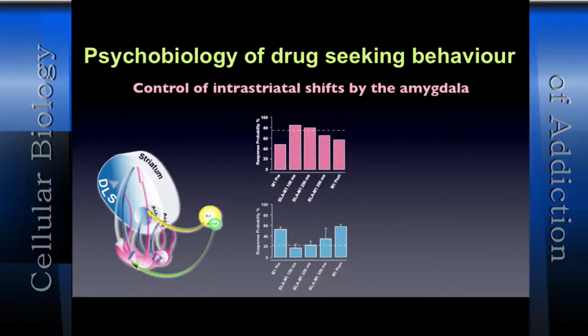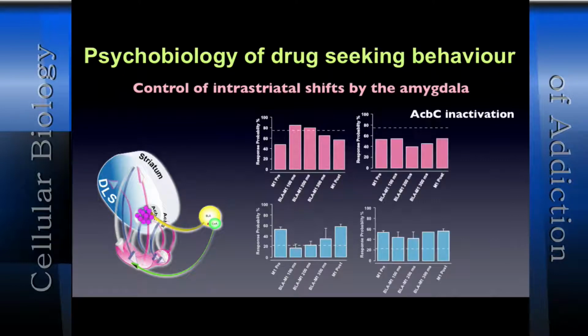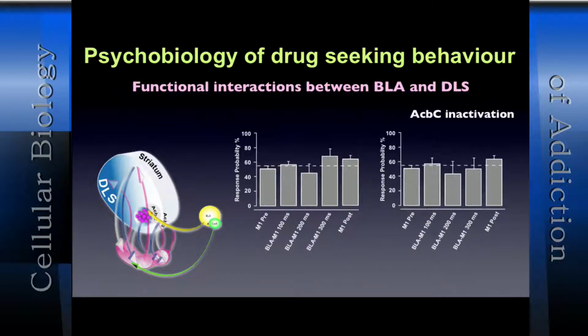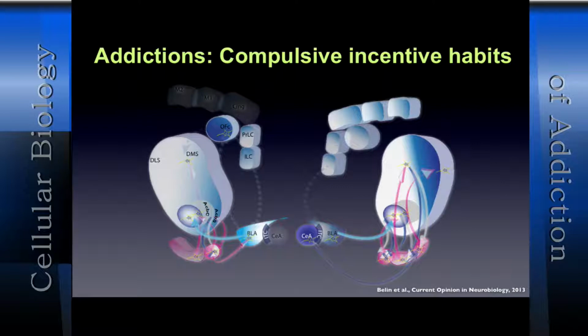Upregulated neuron, downregulated neuron. After the same neuron, after inactivation of the core, you lose the effect of BLA stimulation on the response in the dorsal striatum. Completely. And you have obviously no effect in non-regulating neurons. So overall, what does it tell us?